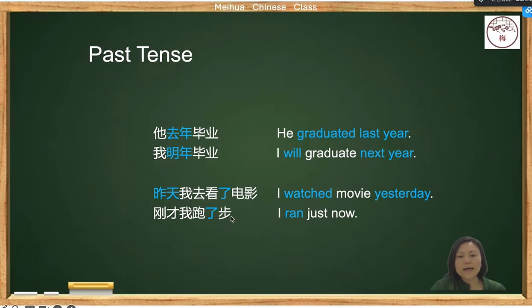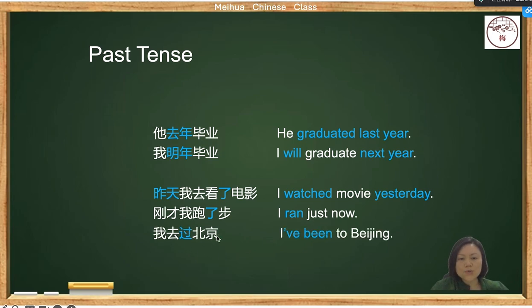刚才我跑了步. Okay, in this sentence we don't have any noun about the time. We can only tell or judge from other things, right? I see the character 了 between the verb and the object. So I know it's about the past tense. I should use the past form. I ran just now.